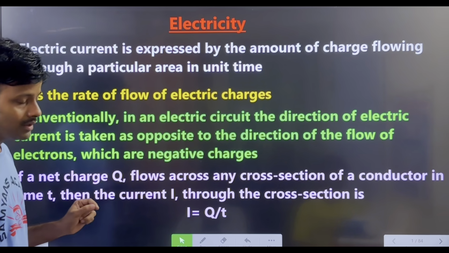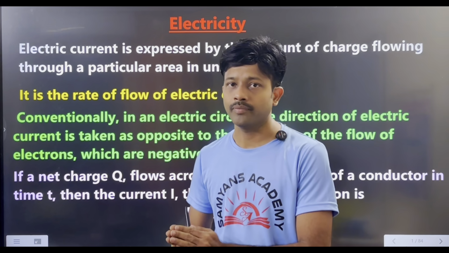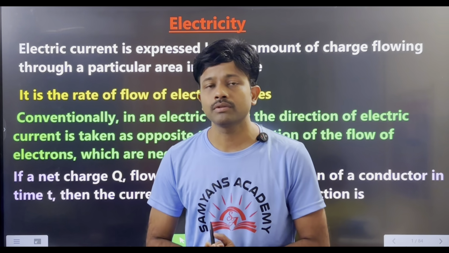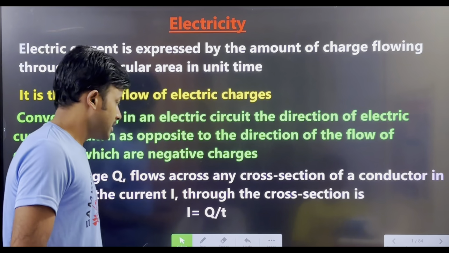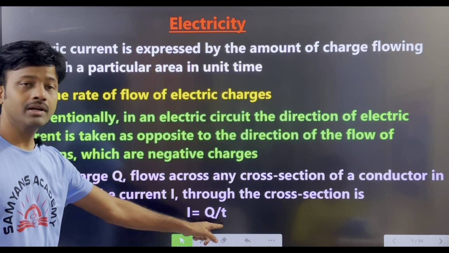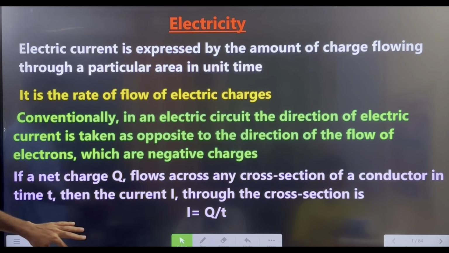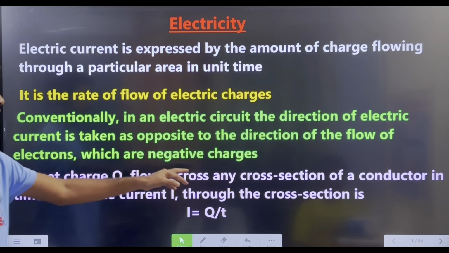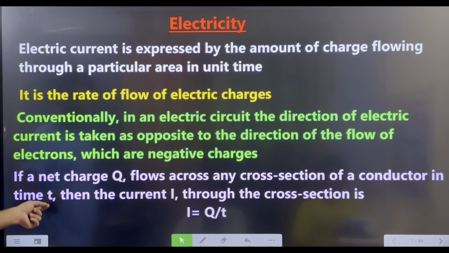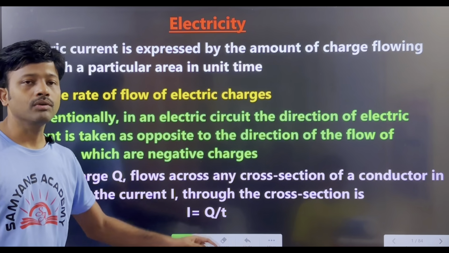Then how do you define the electric current? Suppose some amount of charge is flowing in a particular unit time. Q amount of charge is flowing in time t. Then I equals Q by t. So by seeing this formula, we can define this. If a net charge Q flows across any cross section of a conductor in time t, then the current I through the cross section is I equals Q by t.